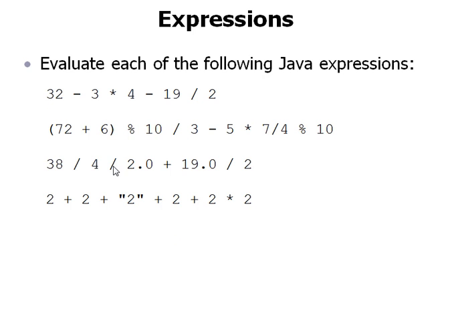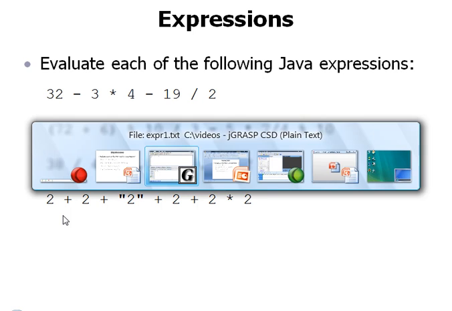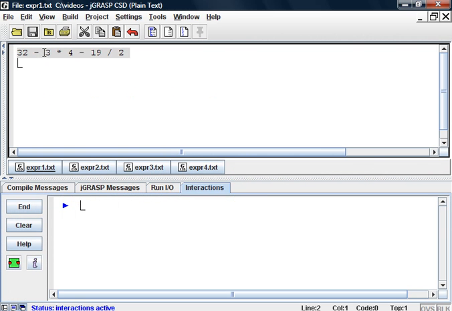This problem involves evaluating 4 Java expressions. So we have to understand what the various operators do, and we have to understand the order in which the operators are applied. I've made a separate file for each of these different expressions so that we can look at them step by step to see how Java evaluates them.